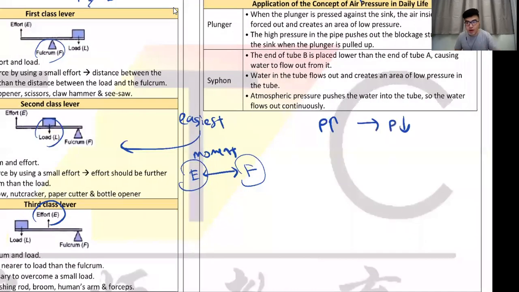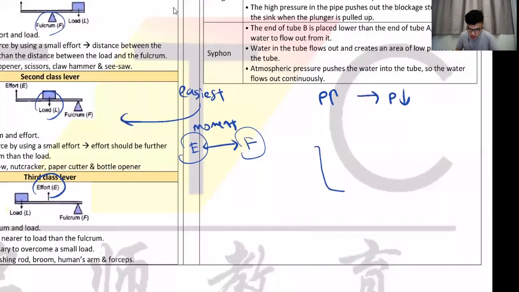Always high to low. This is why when you are sucking on a straw, inside here has low pressure because you suck the air away. Surrounding atmospheric pressure is very high, so pressure will go from high to low, so it will push your drink into your straw. Okay, always remember high to low.